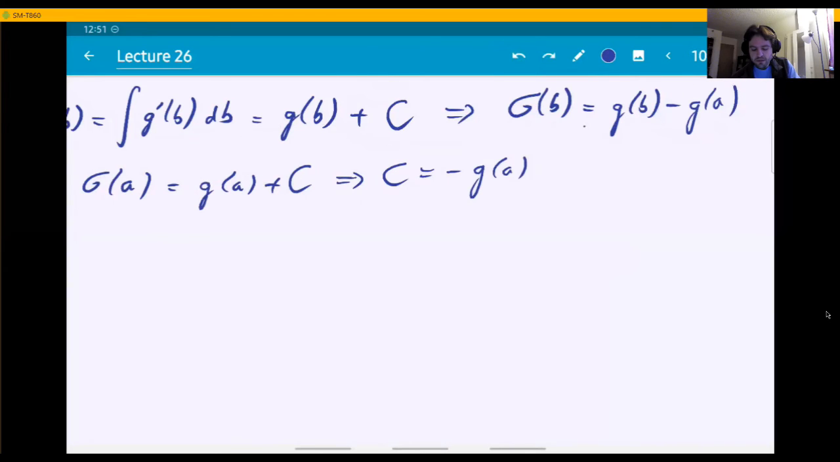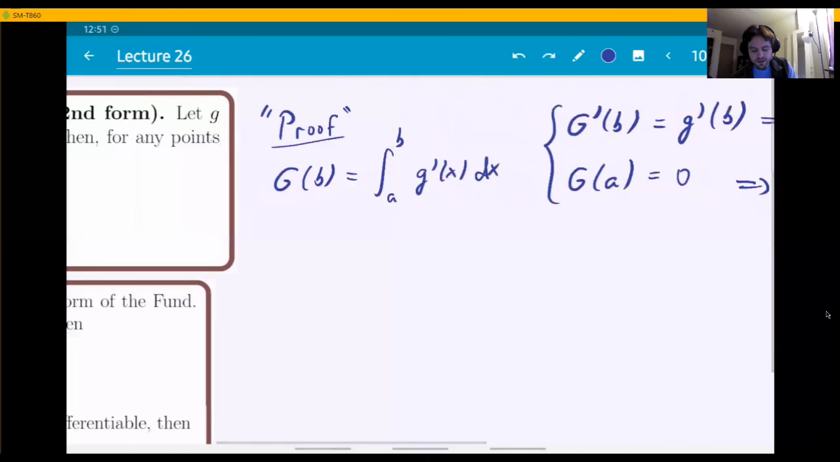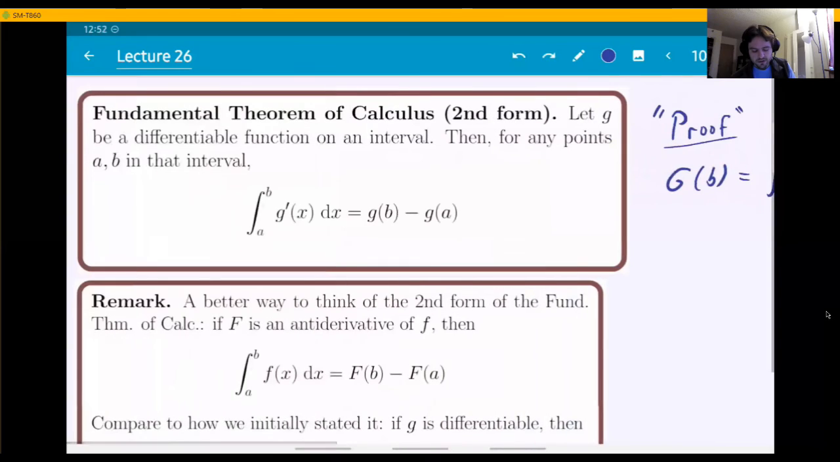Now just remember that big G was exactly the thing that we wanted, this definite integral. So we have just proved that this definite integral is equal to little g of b minus little g of a. All right, this is a proof using the first form of the theorem. That's why it's called another form of it. It follows from the other form. Or analogously, you could have proved this one first using Riemann sums and then concluded the first one. They are equivalent to each other.